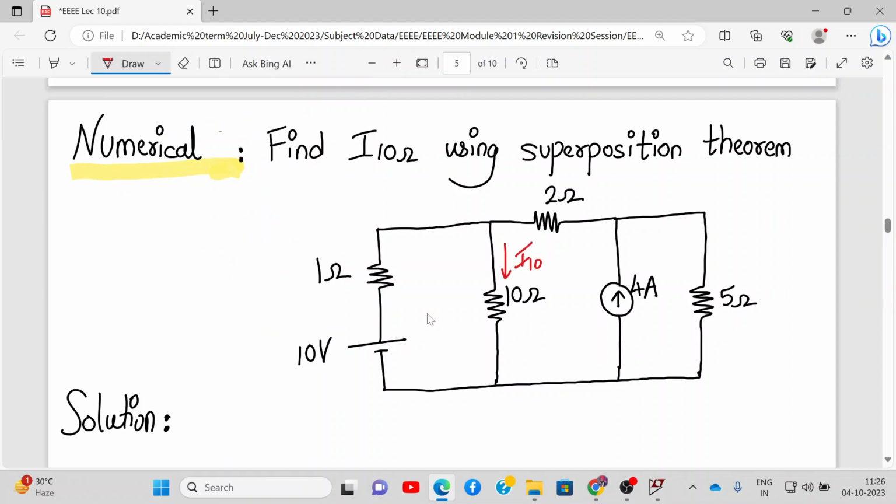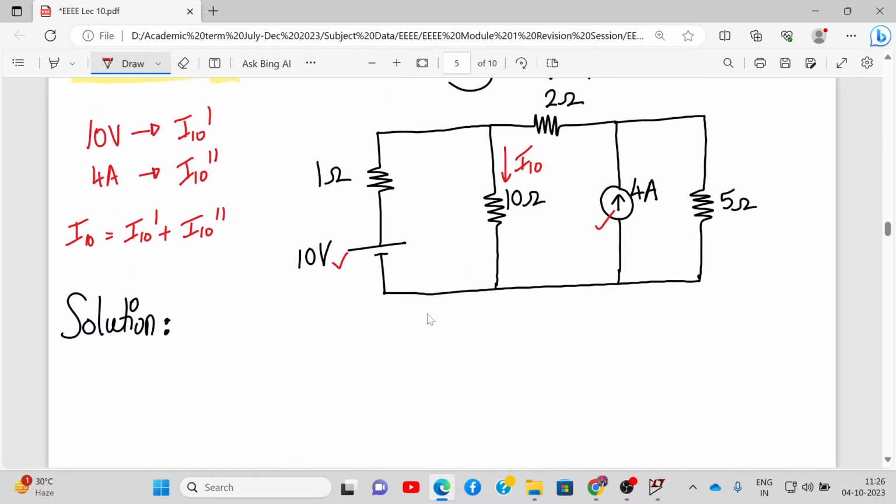Okay. And how many sources do we have? We have two sources, 1 and 2. So let's say due to the 10 volt voltage source, the current is I10 dash, and due to the 4 ampere current source, we'll find I10 double dash. And then according to the superposition theorem, I10 will be I10 dash plus I10 double dash. All right. So this is our strategy. So let's start.